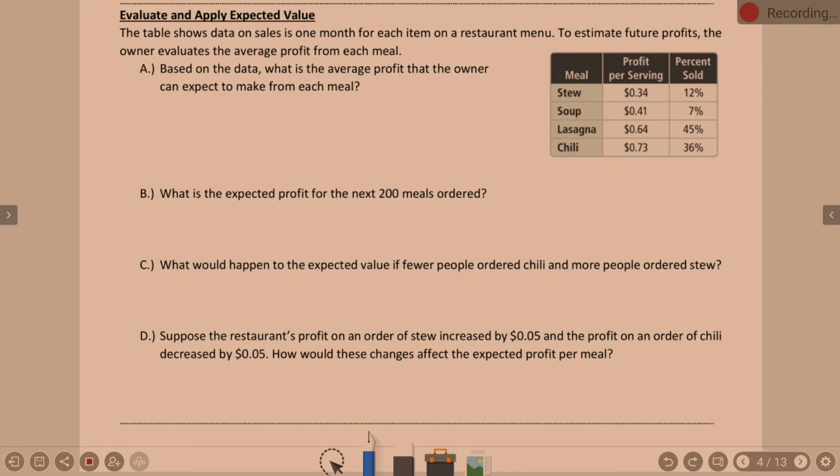Okay, so there's your information. Based on this data, what is the average profit that the owner can expect to make from each meal? Okay, so when it's saying the average profit they can expect to make from each meal, this is asking us for the expected value. Okay, expected value. Now, thoughts on how we find this?